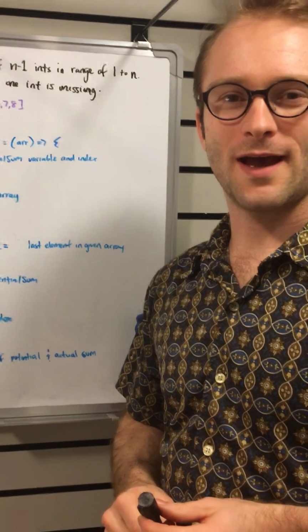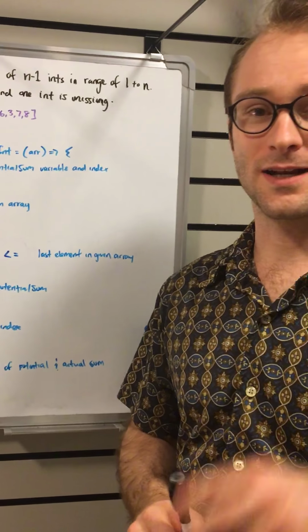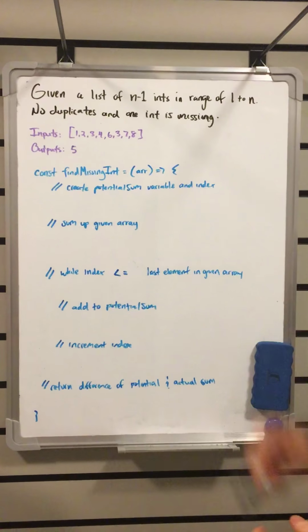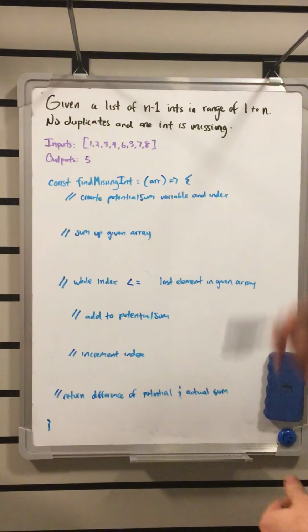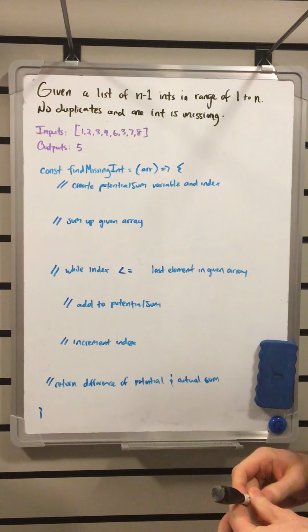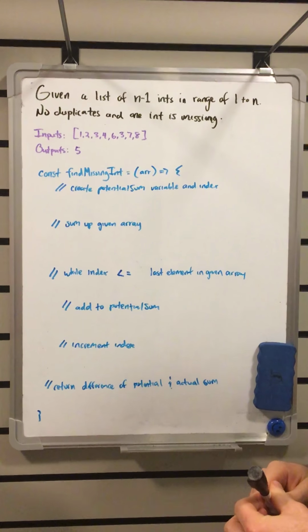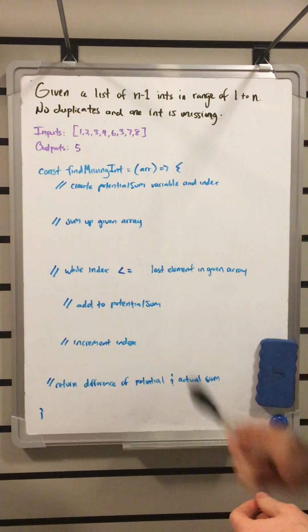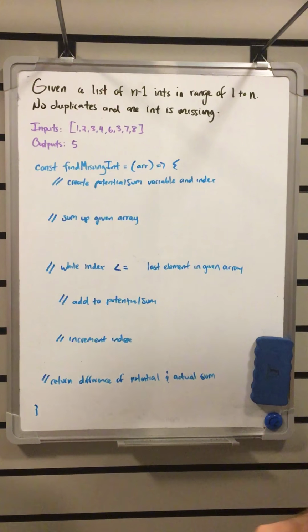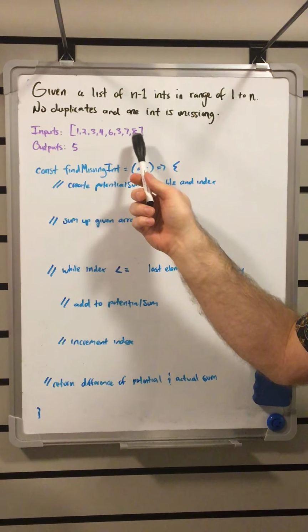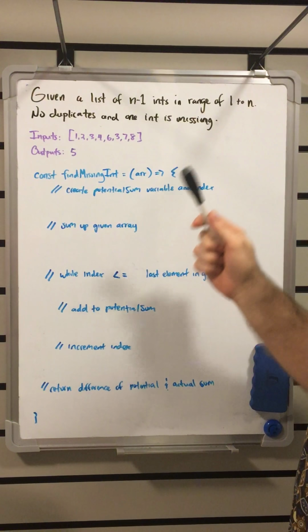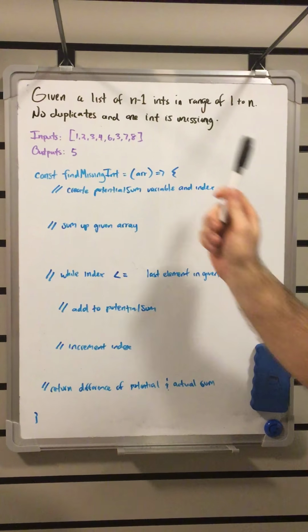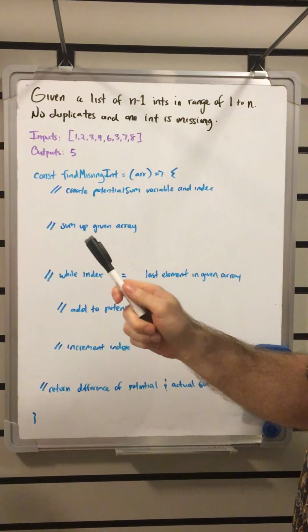Hi, today we're doing Khan Academy's Array Problem Set 2, number 2. Problem says, given a list of n minus 1 integers in the range of 1 to n, you'll be given no duplicates in the list, and there's one integer missing from the list. Alright, so our example gives us a list of integers from 1 to 8. The missing integer is 5.